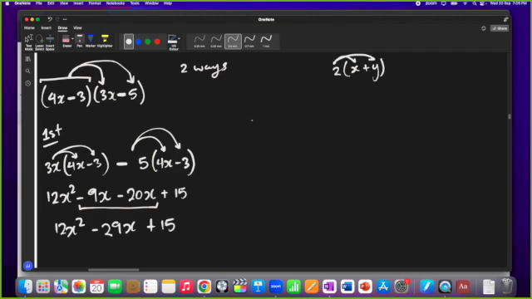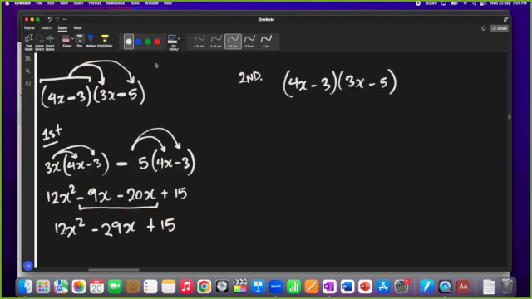So that is the first way to do it. Any questions on the first way? And that is when we have the 4x minus 3 treated as one number. This is the way I use. I think it's just quicker. It's the quicker way to do it, but you just have to be careful.